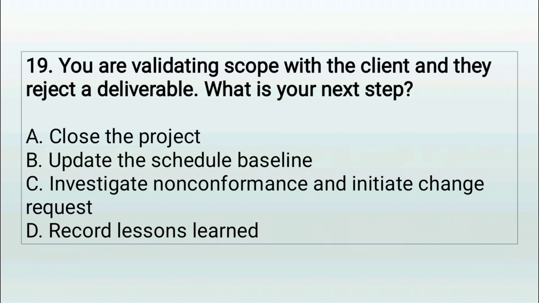Question 19. You are validating scope with the client and they reject a deliverable. What is your next step? A. Close the project. B. Update the schedule baseline. C. Investigate nonconformance and initiate change request. D. Record lessons learned.